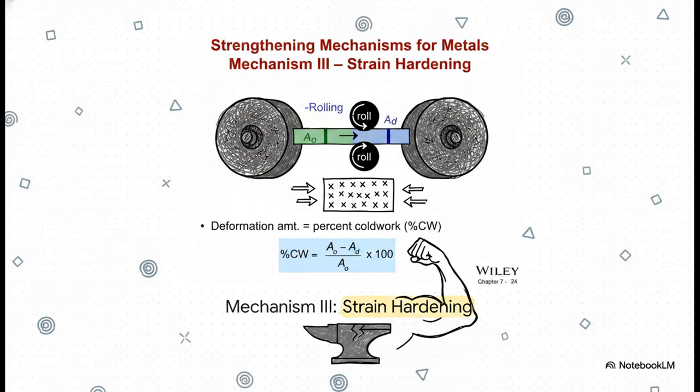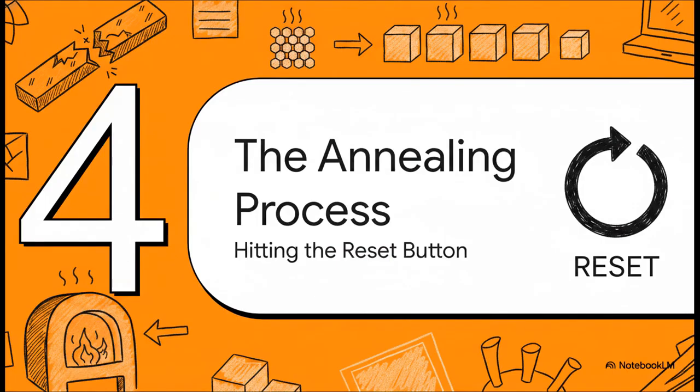This, by the way, is exactly why your paperclip snaps. As you bend it back and forth, you're creating a dislocation traffic jam until the metal gets so incredibly hard and brittle that it just gives up and breaks. So, what happens when we go too far?